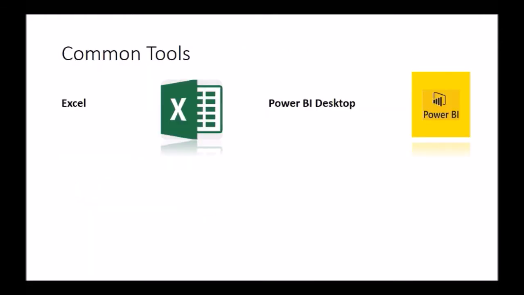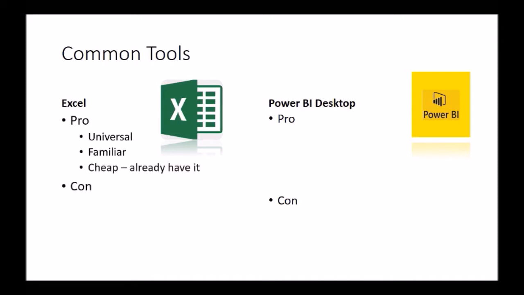Common tools that are used, Excel and Power BI Desktop. There's pros and cons for both. So pros for Excel is universal. Yeah, pretty much everybody does have it, but not everybody. It's familiar to most people, and it's relatively cheap because, as I said, most people already have it.